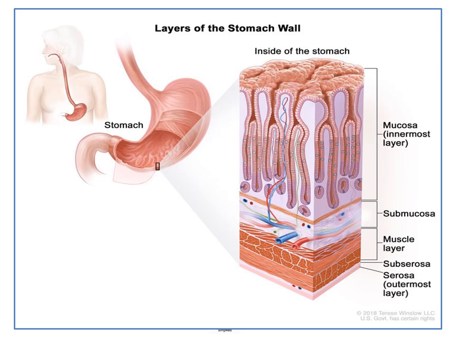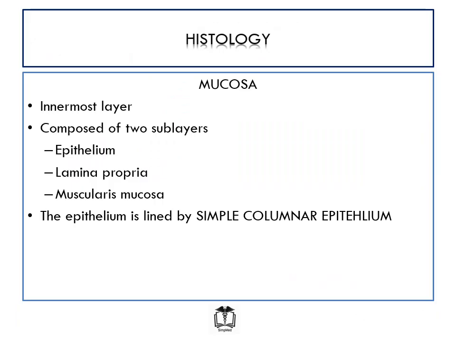See that the innermost layer of the stomach is the mucosa, followed by the submucosa, then the muscularis externa, and then the subserosa or the serosa layer, which is the outermost layer. The mucosa of the stomach is the innermost layer. It is composed of two sublayers, usually three sublayers, but most times we talk about two. This includes the epithelium, a connective tissue layer known as the lamina propria, and then a small sized muscle area called the muscularis mucosa.